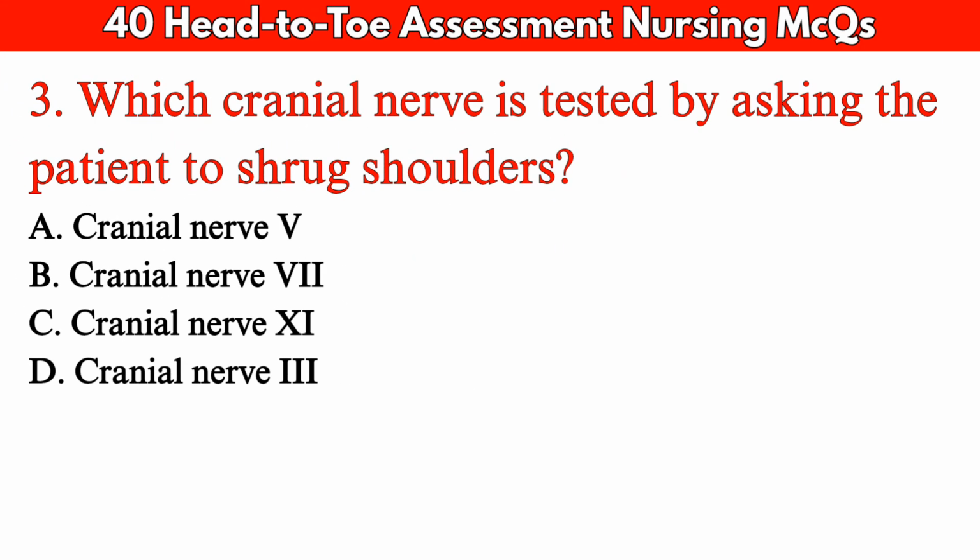Which cranial nerve is tested by asking the patient to shrug shoulders? A. Cranial nerve 5, B. Cranial nerve 7, C. Cranial nerve 11, D. Cranial nerve 3. Correct answer is C. Cranial nerve 11. Cranial nerve 11, the spinal accessory nerve, controls the trapezius muscle, which allows shoulder shrugging.